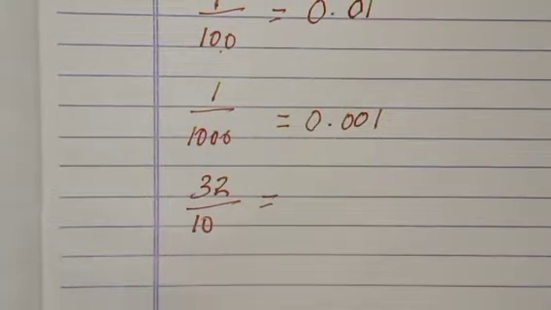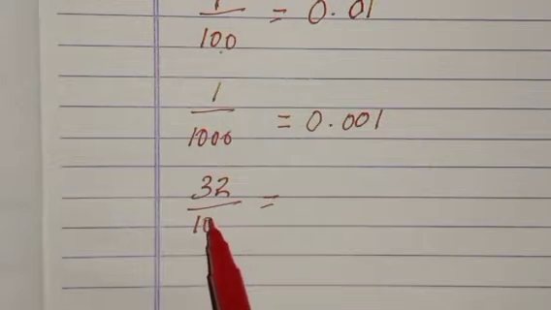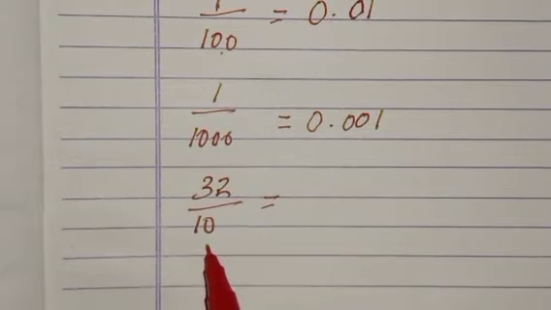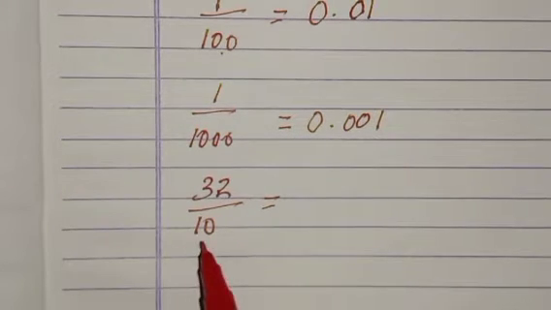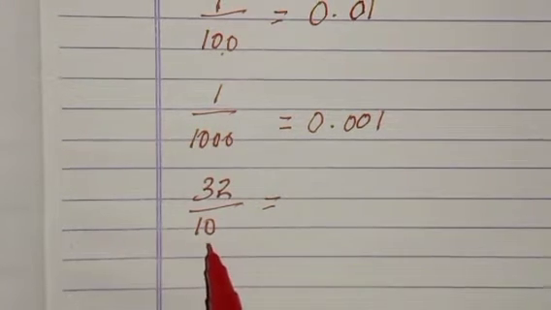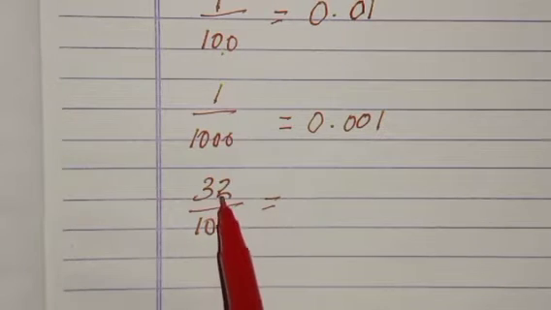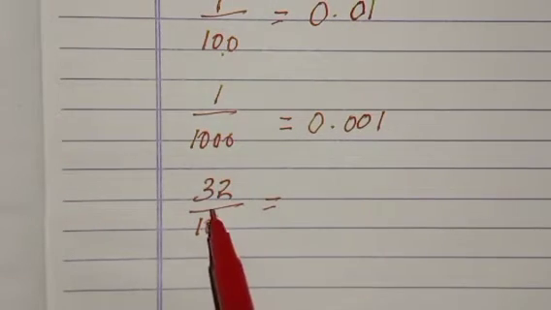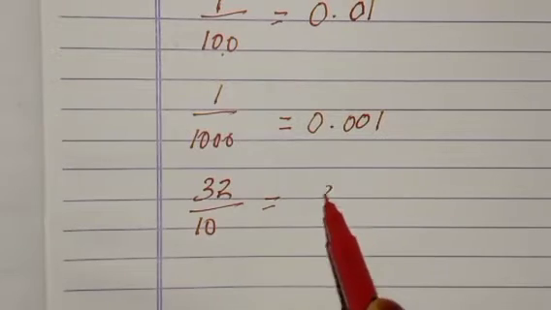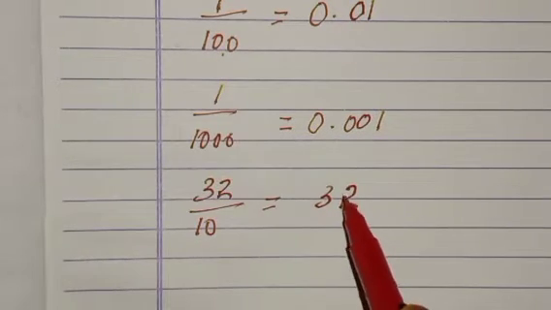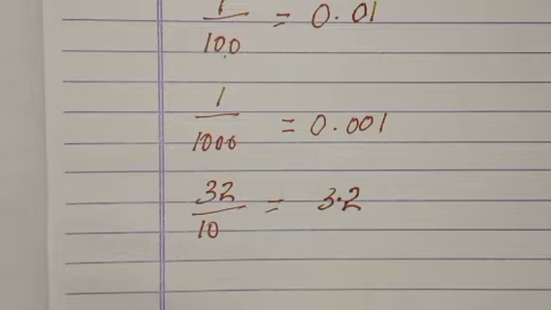How will you convert 32 by 10? I told you, if the denominator is 10, remember that 10 has only how many zeros? Only one 0. So after the point only one number will be there. So 32 is there, and you put one decimal point in the center. That is 3.2. 32 by 10 is 3.2.